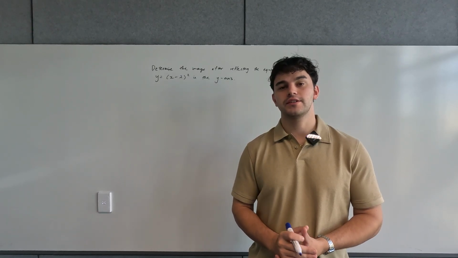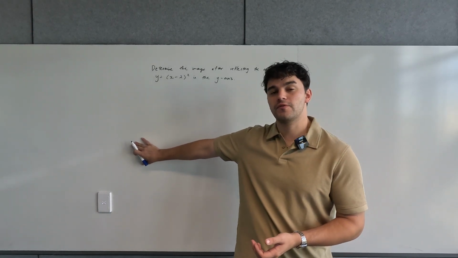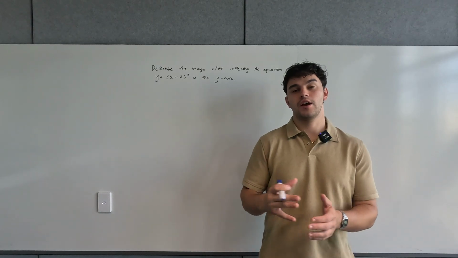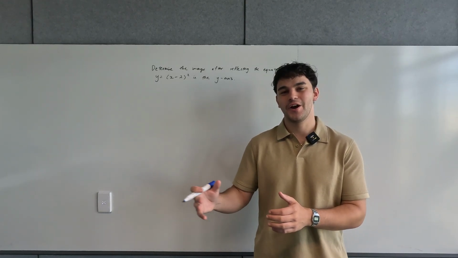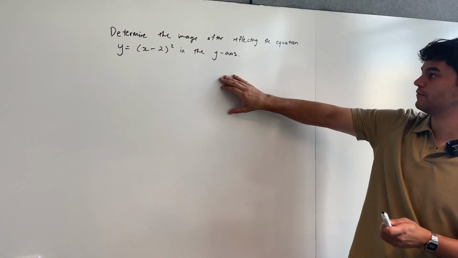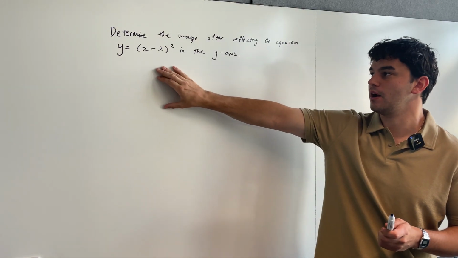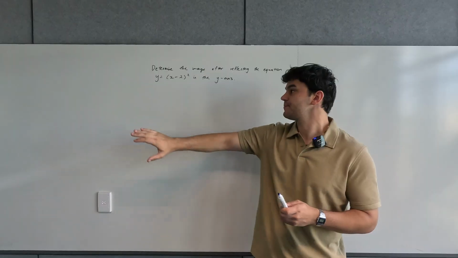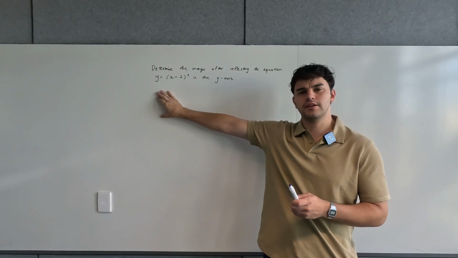So we've done a transformation example with dilation. Now let's move on to reflections and see how they're actually represented on pre-image equations. So in this example here, we have determined the image after reflecting the equation y is equal to (x minus 2) squared in the y-axis. So we're not doing y is equal to x squared in this case here.